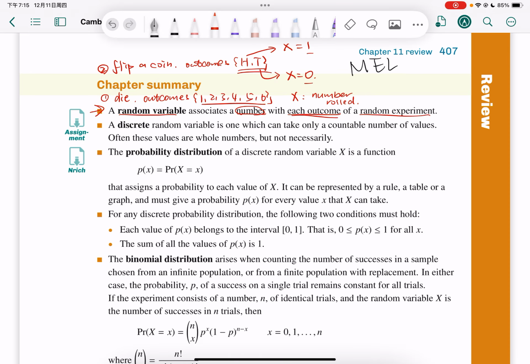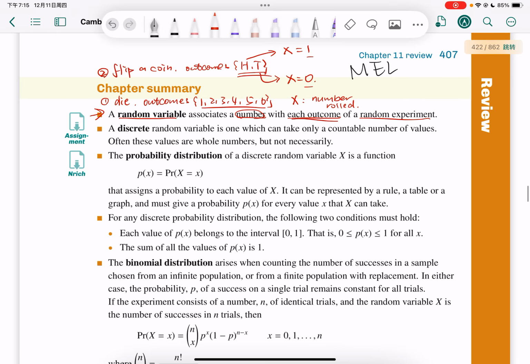So why is it called random? Before the experiment, before we flip a coin, it can be head or it can be tail. That's where the random meaning comes from. After we do the experiment, after we flip a coin, if we get head, then it becomes known. So that's not how we show randomness. The randomness is shown before we do the experiment, and that's why we call it a random experiment.